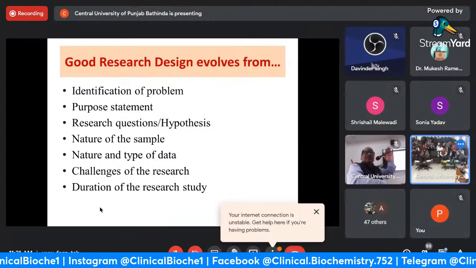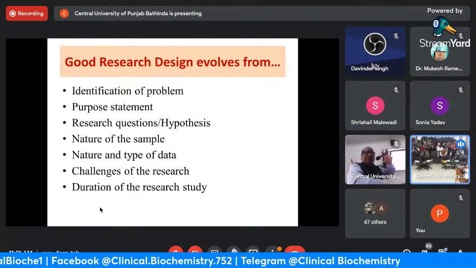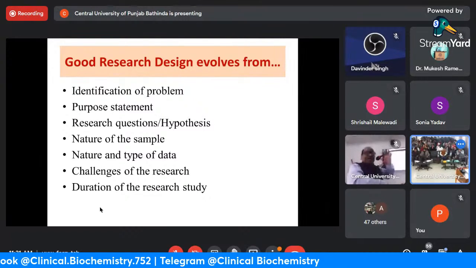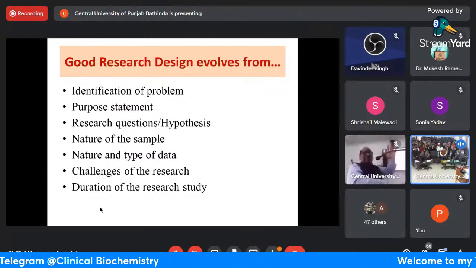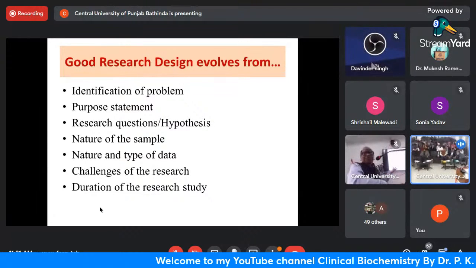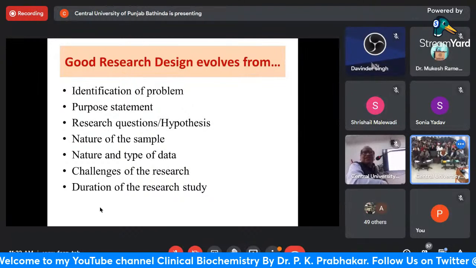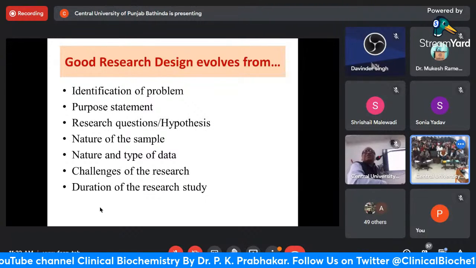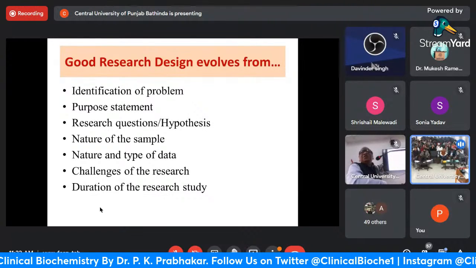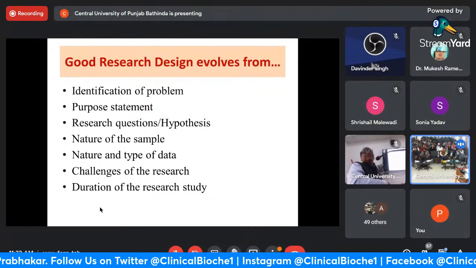Otherwise, if we are simply being over ambitious in planning the research design, but in between you face a challenge and problem, it will stop or it will be diverted, then it is meaningless. And duration of research study. These are certain aspects responsible for the selection of a good research design.